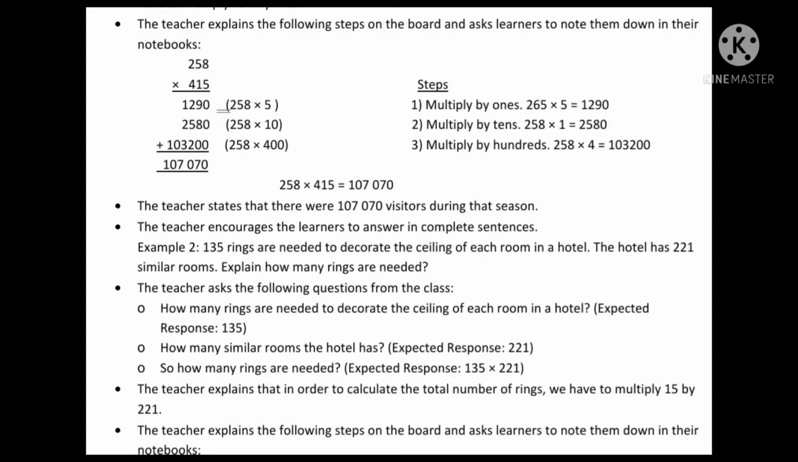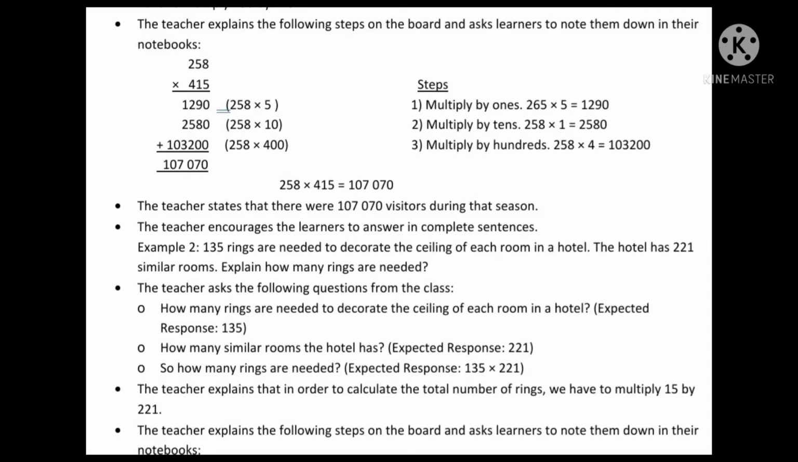Expected response 135. How many similar rooms the hotel has? Expected response of students 221. So how many rings are needed? Expected response 135 into 221. The teacher explains that in order to calculate the total number of rings, we have to multiply 135 by 221. Then teacher explains the following steps on the board and asks the learners to note them down in the notebooks.